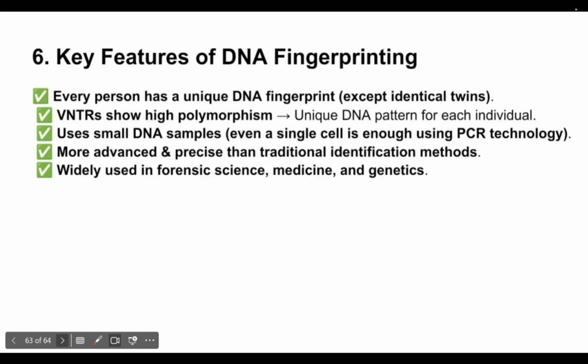In conclusion, if we see the key features of DNA fingerprinting, every person has a unique DNA fingerprint except identical twins. The VNTR, which is the small repeated sequence, shows high polymorphism, and there is a unique DNA pattern for each individual. DNA fingerprinting uses a very small sample. Even a single cell is enough for getting the DNA fingerprint. It is more advanced and precise than the traditional identification methods, and it is widely used in forensic science, medicine, and genetics.